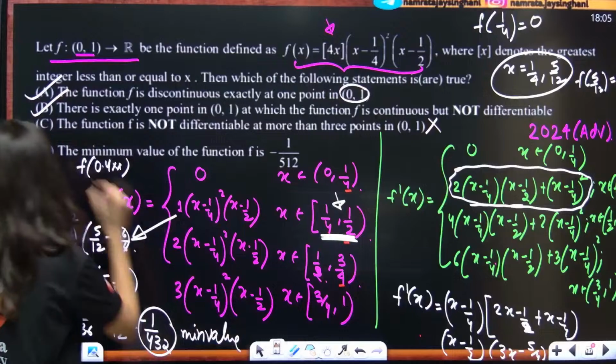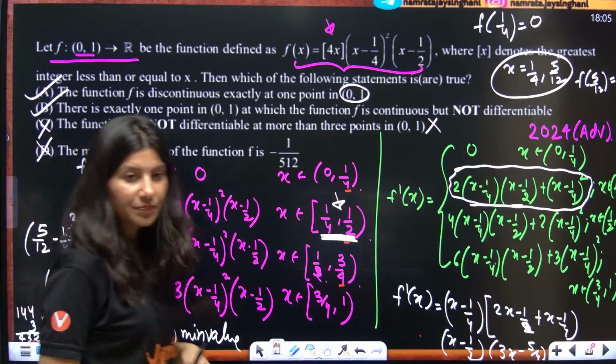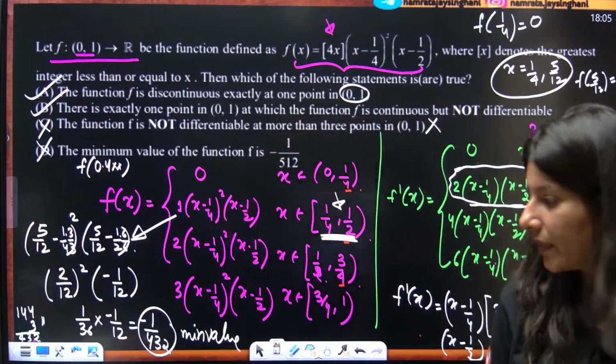And this means that option D and C both are wrong. Okay. So, only A and B are absolutely correct.